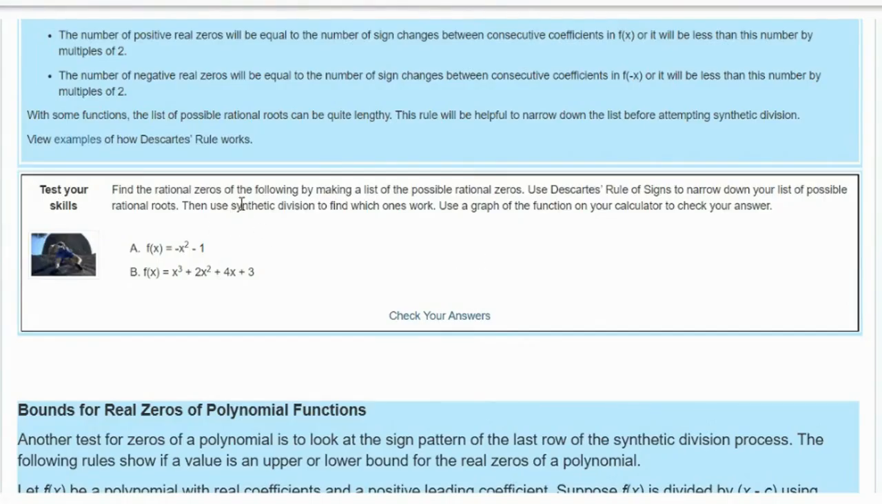Okay, find the rational zeros of this. Make a list of all possibles. This goes through the p's over q's. Use Descartes' rule of signs to narrow down your list, and then figure out which ones work. And you can use a graph to check it.